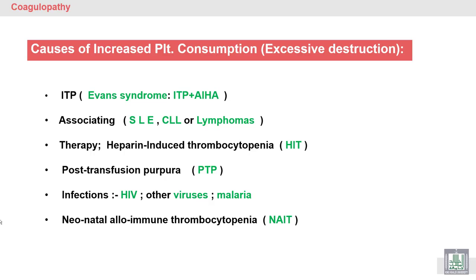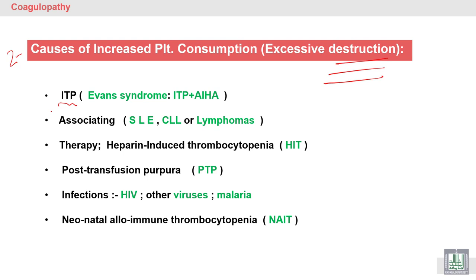Causes of increased platelet consumption or excessive destruction. You remember that this is the second group. The first group was a decrease in the platelet production. Now we will discuss increased platelet consumption or excessive destruction. Excessive destruction may be immune, like ITP, idiopathic or immune thrombocytopenic purpura.